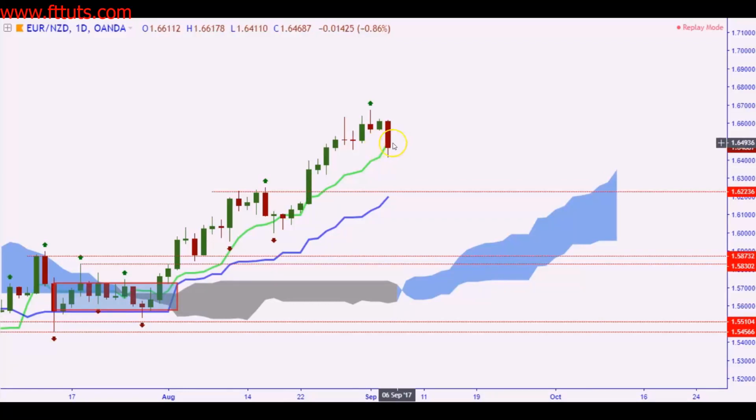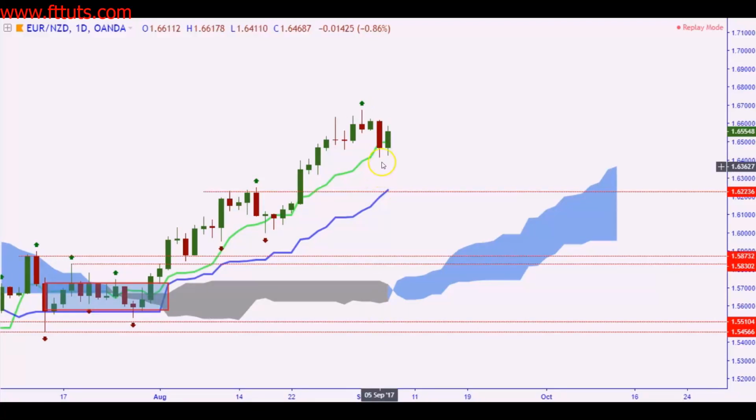I mean a Tenkan-sen bounce, sorry. You had a Tenkan-sen bounce here. Now I want to be aware of a Tenkan-sen bounce here. We're looking at the market coming here, but you also be aware of your Tenkan-sen bounce trade. And it looks like it tried to bounce off of that level.